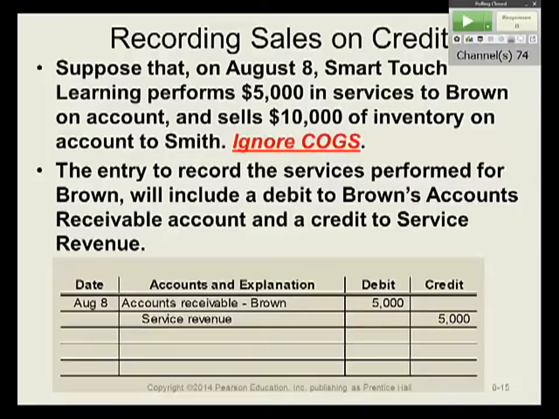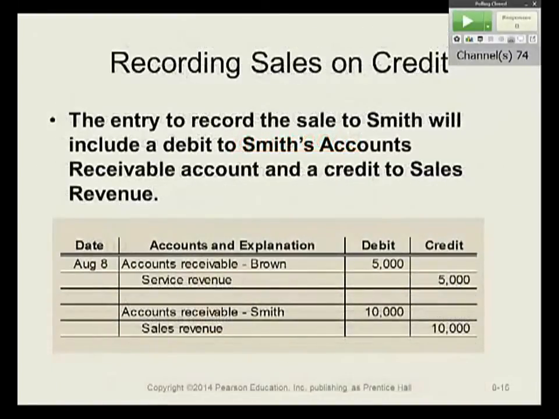Now, that's going to lead us to something that you haven't seen yet, and that's something known as a subsidiary ledger. What we know right now is the general ledger. We'll talk about the subsidiary ledger in a moment. And of course, the sale to Smith is the same thing. We debit accounts receivable and we credit sales, but the debit to accounts receivable now is going to go to Smith's separate account. Now, when we look at the balance sheet, you've got accounts receivable of $15,000, but we need to be able to identify the customers that owe us that $15,000.